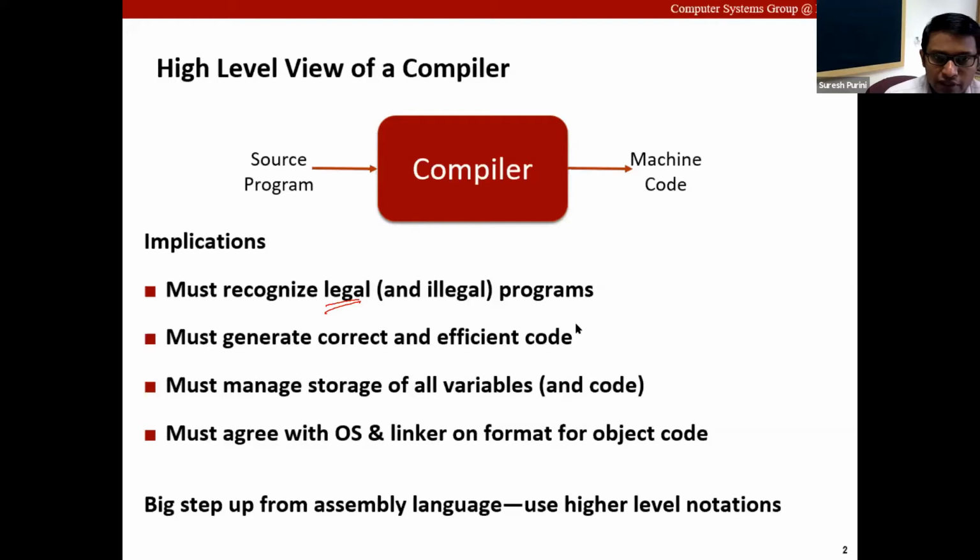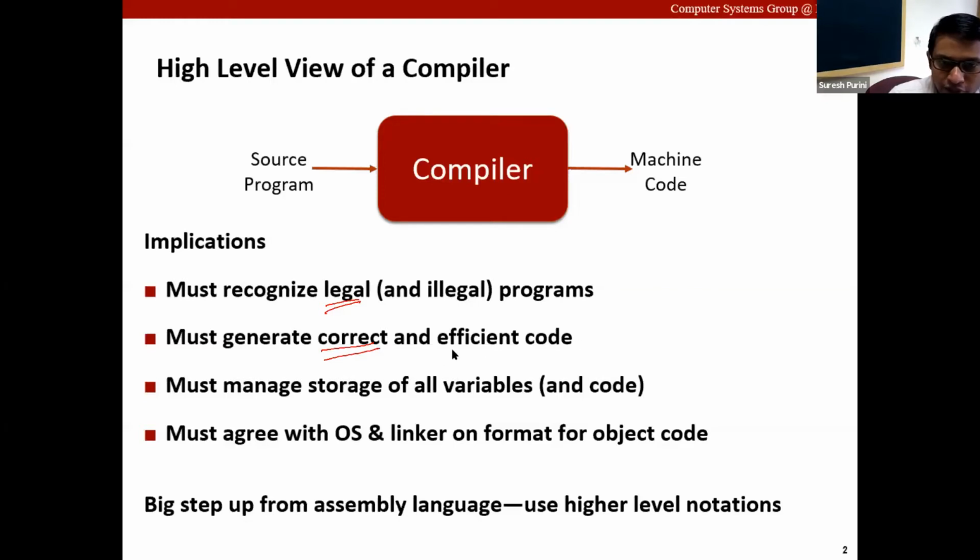The second thing is, if it's not a legal program, then it should generate suitable error messages, like what the problems are with the source code, whether there are any syntax errors, whether there are any semantic errors. That kind of error message the compiler should give to the user. And if the program is a legal program, then it must generate, number one, correct code. Okay. The generated machine code should be semantically equivalent to the source code.